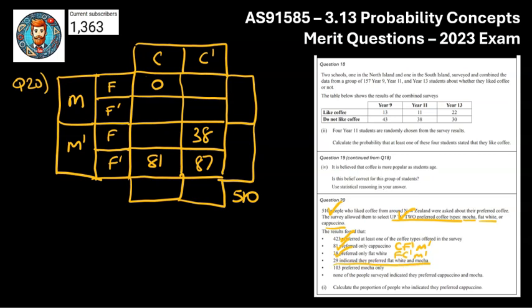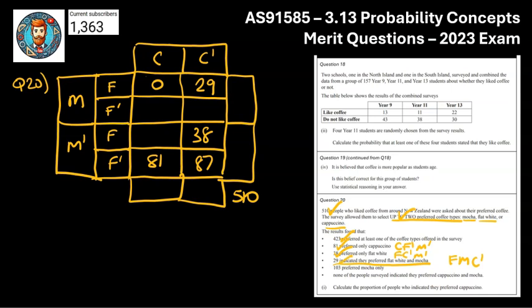29 indicated that they prefer flat white and mocha. Remember, from this one here, they could only pick two only. So if they picked flat white and a mocha, that means they didn't pick cappuccino. So we've got FMC dash, that's going to be that number up there. So that's going to be 29. And then, so that was a tick.